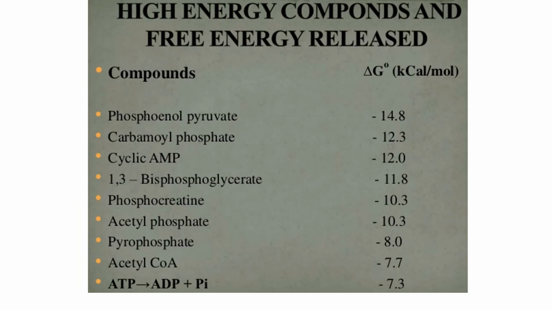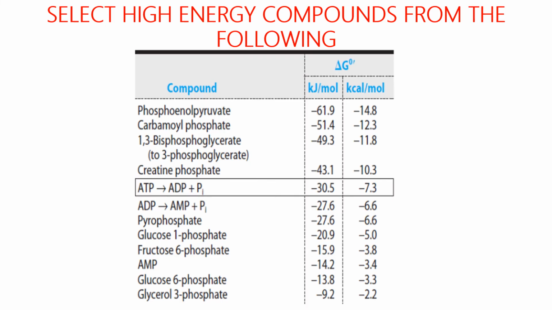Yes, you can see here different high energy compounds and the amount of energy released by them when they release energy by means of breaking the bonds. Which one is releasing the highest amount of energy? It is of course PEP. Select high energy compounds from the following. Of course, it is very easy, because anything releasing energy more than that of ATP is a high energy compound. So which are those given below ATP or which are given above ATP? Just think about it.